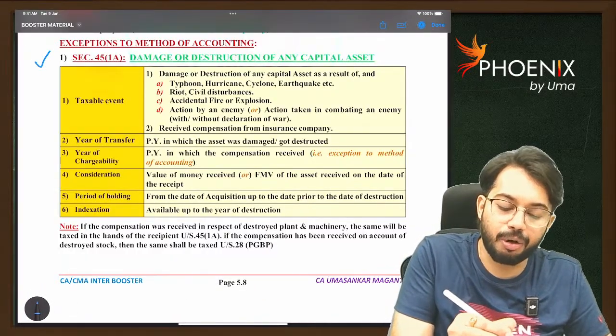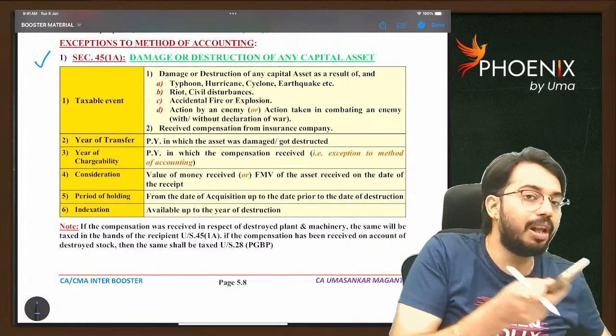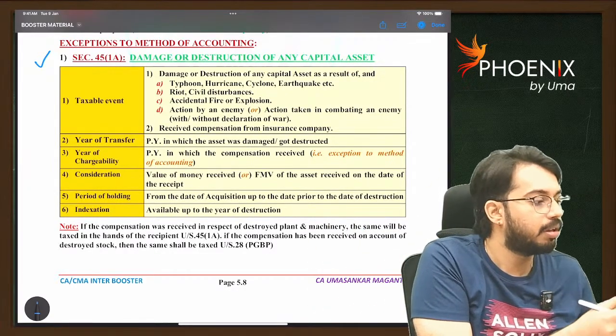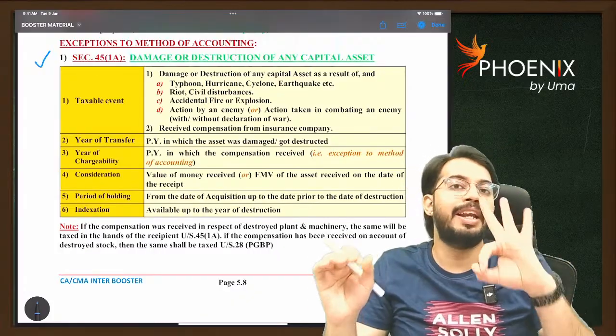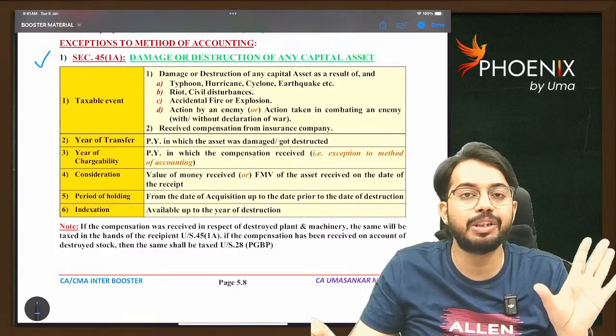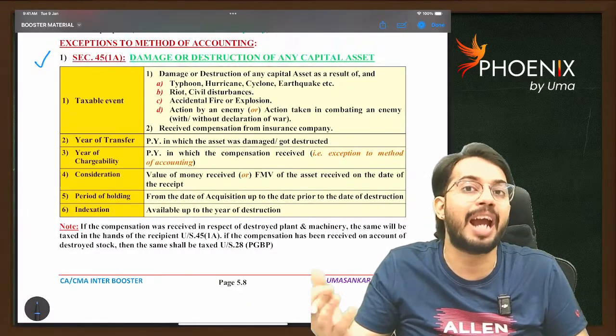Next we will discuss exceptions to method of accounting. Generally method of accounting under the head capital gains is accrual basis. But there are three cases. In these three cases, we do not calculate capital gains on accrual basis, but we will calculate capital gains on cash basis.